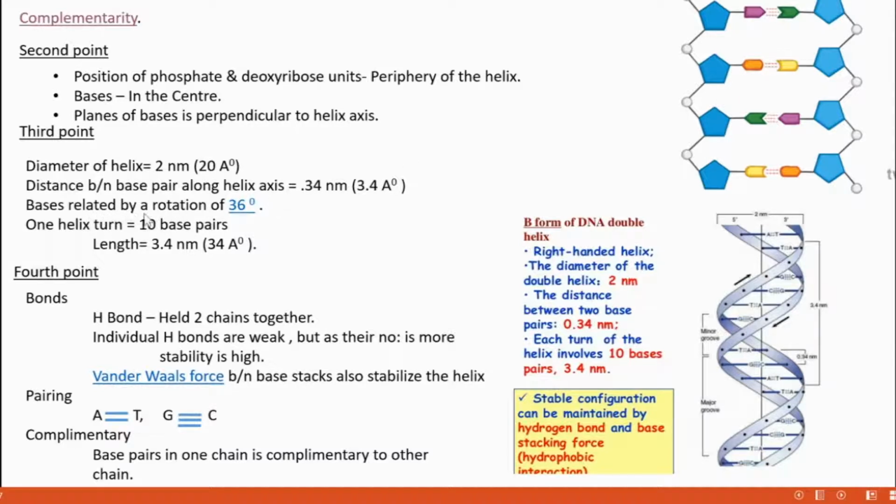Then bases related by a rotation of 36 degree. That means as the DNA double helix coils around, this base pair has a twist with regard to this one with an angle of 36 degree. A tilt, an inclination or a twist is there. Its degree is 36. And the other base pair also is twisting with an angle of 36 degree with regard to the former base pair. That's the base relation, its rotation. I think this point is clear.